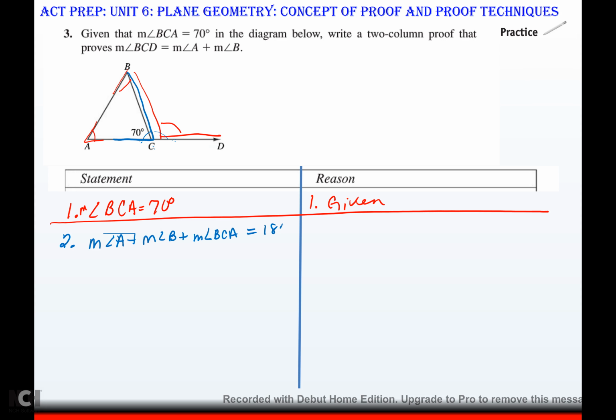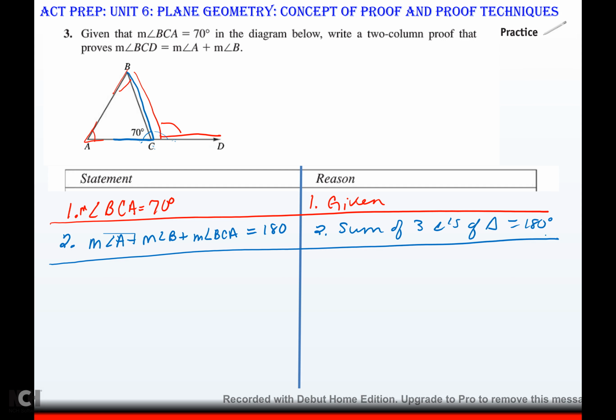Well, that has to add up to 180 degrees, and that's by the theorem that says the sum of the 3 angles of a triangle equals 180 degrees. And again, notice my shorthand. Okay, so I've proven that those 3 are 180 degrees.